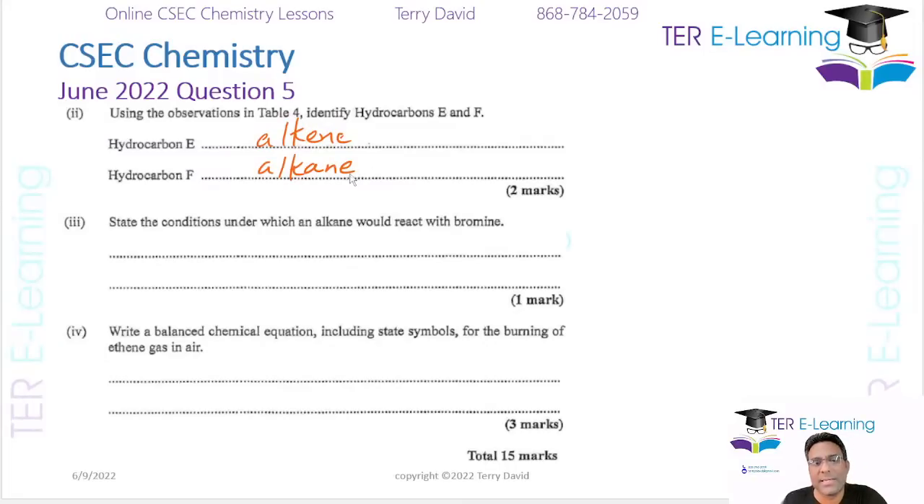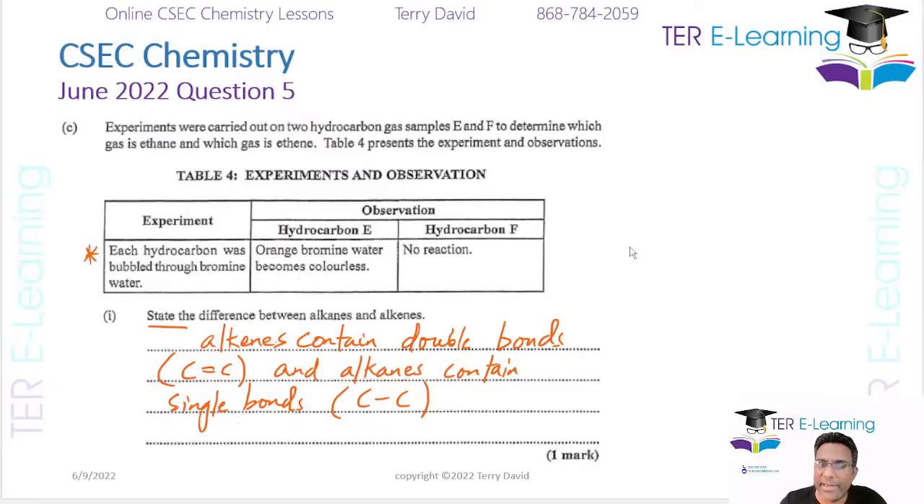Right? That's it. State the conditions under which an alkane will react with bromine. So alkanes undergo substitution reactions. You want to react it with a halogen. So all you need to do is to use UV light. Right? That's it. That's all I want. Use UV light. Alright, somebody said saturated, unsaturated. Yeah, that could work as well. Right, so somebody just said, for this one here, you can also say that for an alkane, it's saturated, yes. Right, and for an alkene, it's unsaturated. Yep, you can use that as well.